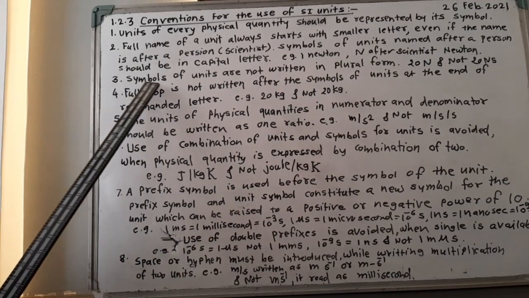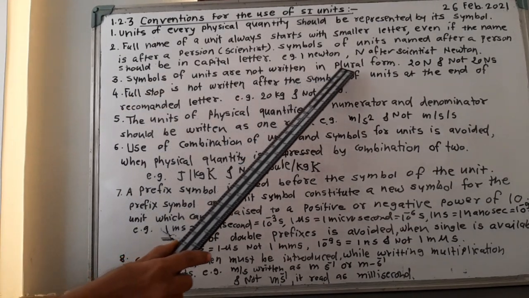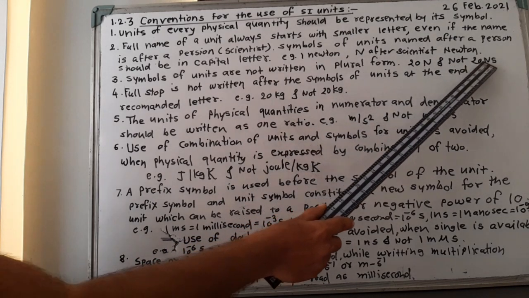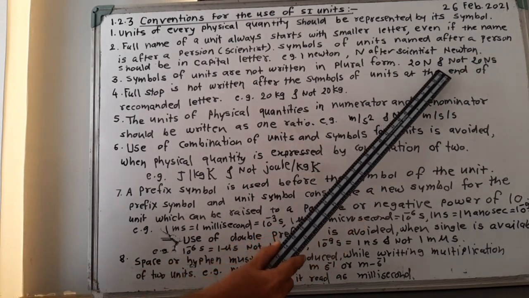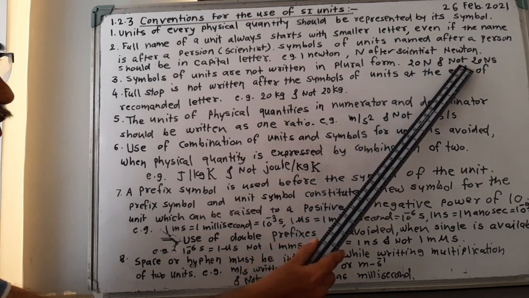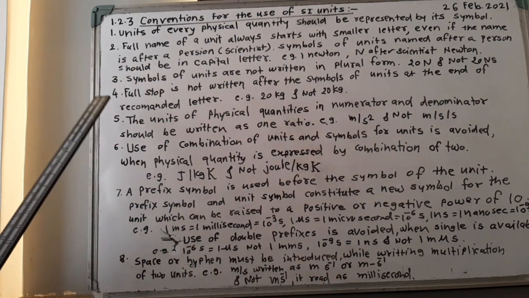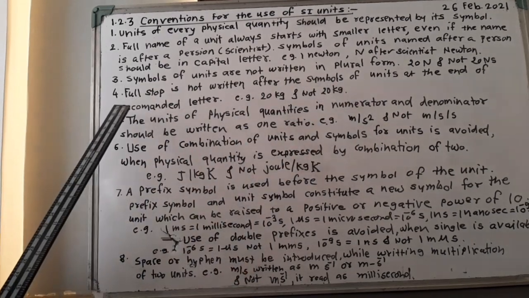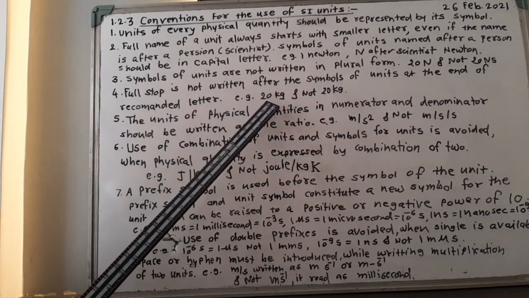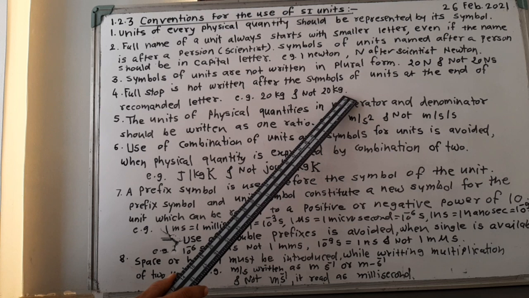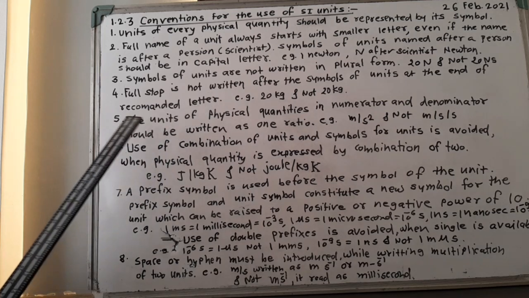The third one, the symbols of the units are not written in plural form. We are writing just the singular form, like 20 newton, and we are not writing 20 newtons. Or if the energy is there, say 50 joule, we are writing 50 joule and we are not writing 50 joules. Fourth one, a full stop is not written after the symbol of the unit at the end of a sentence. Example, 20 kg we are writing like this and not 20 kg followed by a full stop. This full stop should be avoided.